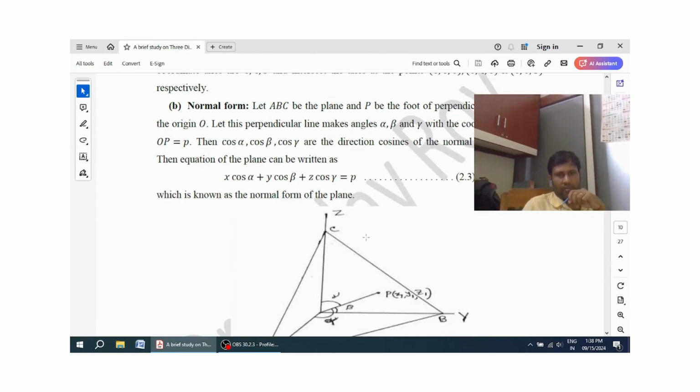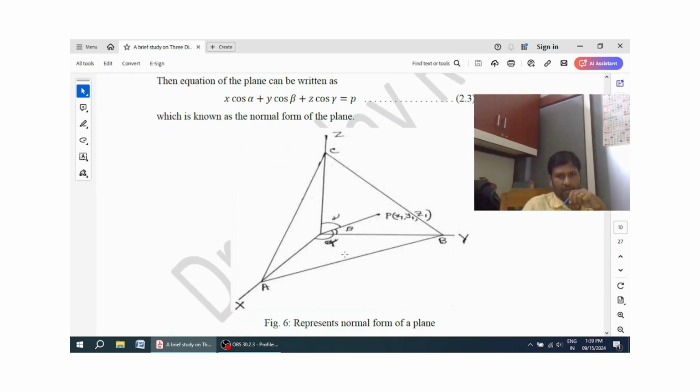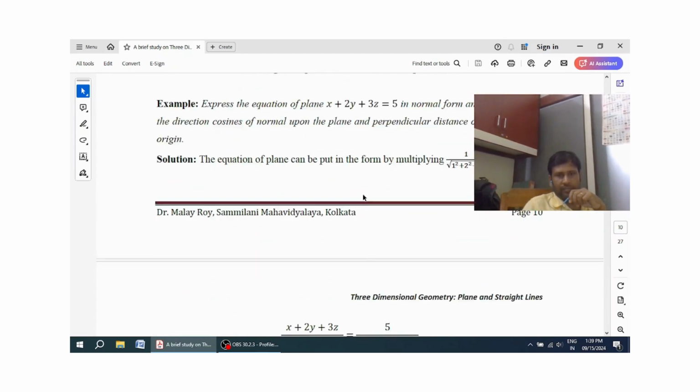This is the normal form. You know the normal form of the straight line in two dimensions. Here is the normal form of the plane, where cos alpha, cos beta, cos gamma are the direction cosines of the normal upon the plane, and the normal makes angles alpha, beta, gamma with the x axis, y axis, z axis respectively. This is called the normal form of the plane.